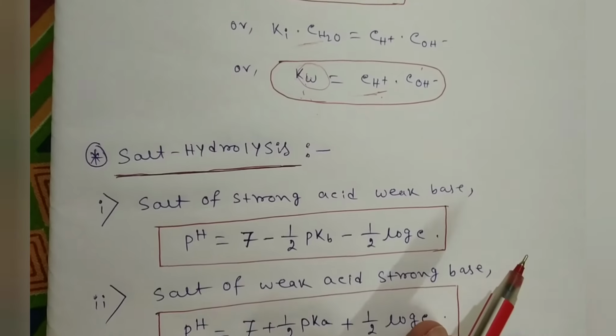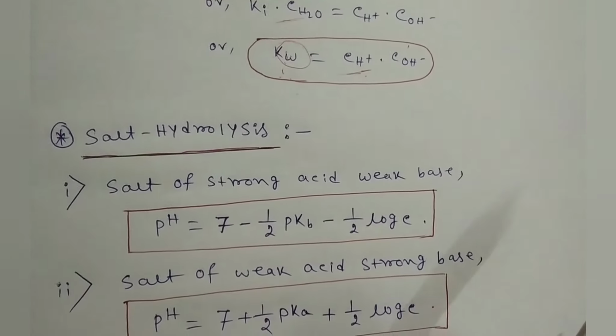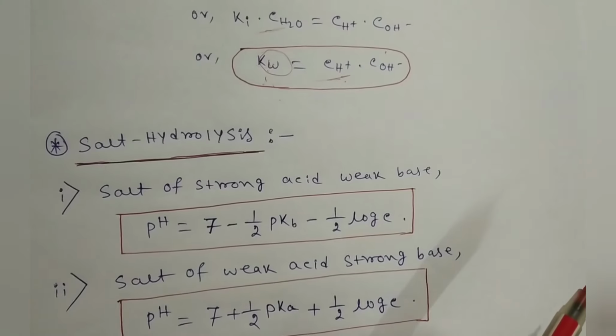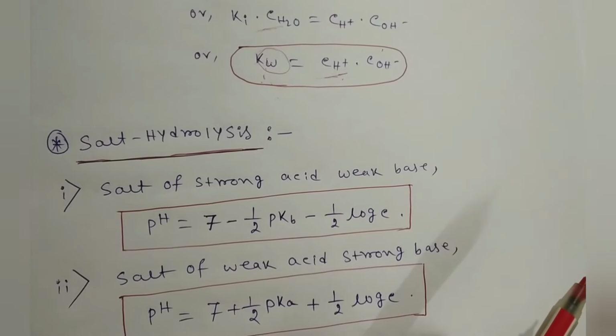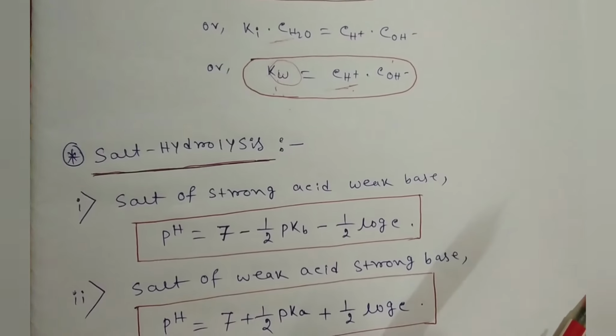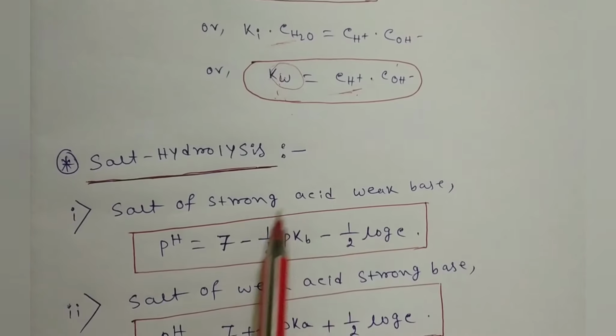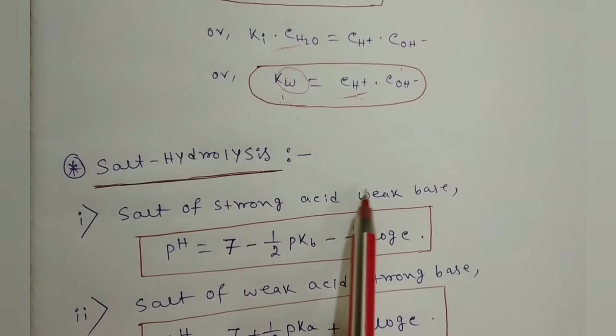Now we will discuss salt hydrolysis. So we all know what is salt hydrolysis. When we take any salt and react it with water, it will form its conjugate acid and base. Like here the first case is salt of strong acid, weak base. That means acid is strong and base is weak.